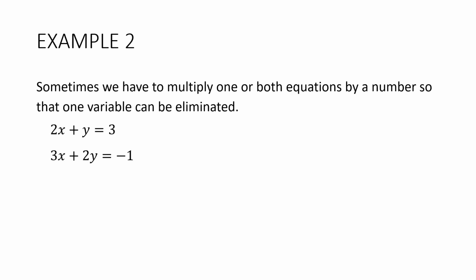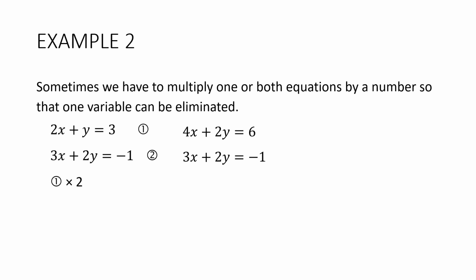Now sometimes we have to multiply one or both equations by a number so that a variable can be eliminated. If you have a look here, neither the x coefficients nor the y coefficients match. So adding or subtracting is not going to eliminate a variable. But if I multiply this one by 2, I will end up with 2y here. I'm going to start by saying let this be equation 1 and this one be equation 2, and I'm going to multiply equation 1 by 2. And that will give me 4x plus 2y is equal to 6, and equation 2 stays the same.